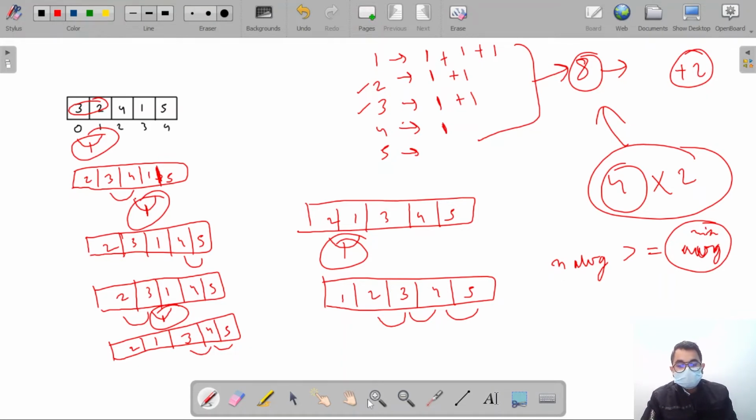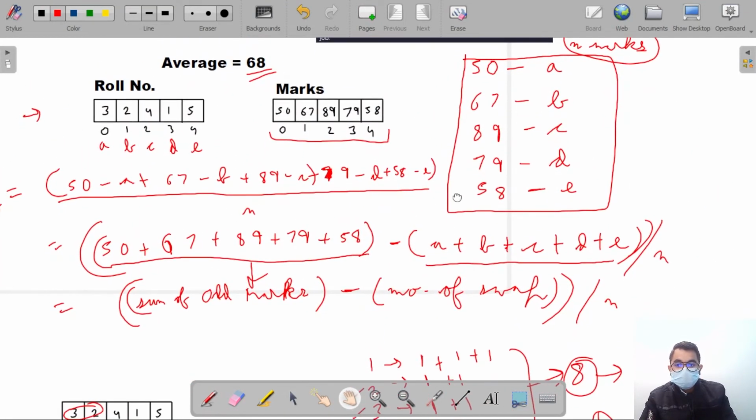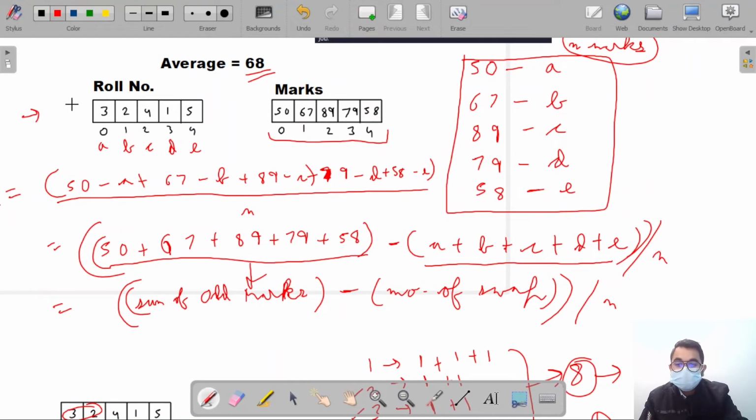So if we summarize what we are doing, we have been given an array of roll numbers, and an array of marks according to the roll number, and what we need to find is a new average of marks after deducting some marks of the students.